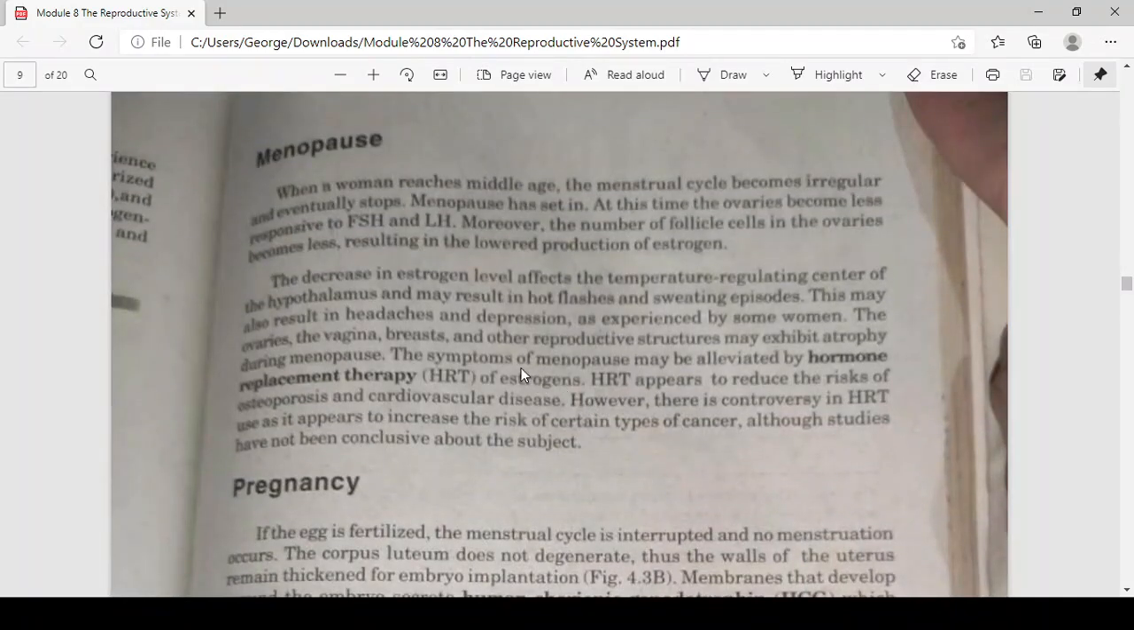Next, you have your menopause, kids. Kung menopause naman natin, tandaan nyo, kids, kung mag-menopause, you therefore cannot produce an offspring anymore. When a woman reaches middle age, the menstrual cycle becomes irregular and eventually stops.